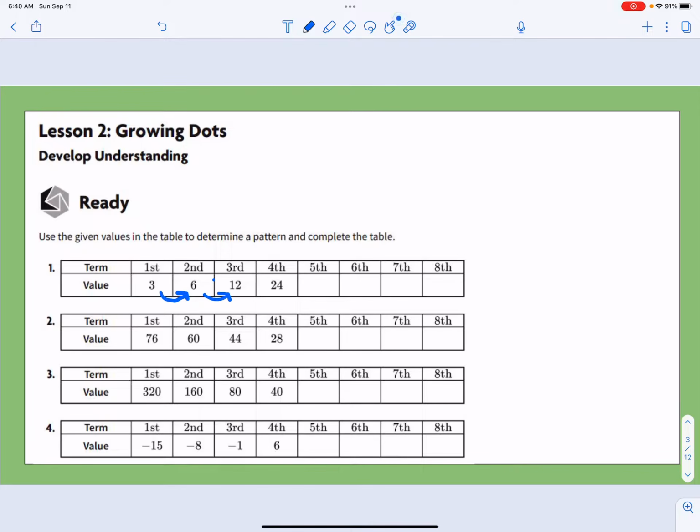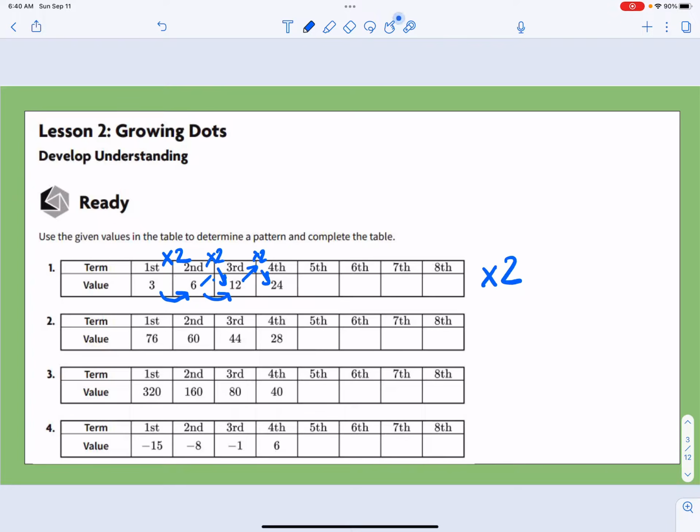So we know it's not adding 3. So what is happening? Well, how do you get from 3 to 6? I can multiply by 2. 3 times 2 is 6. What if I multiply 6 times 2? 6 times 2 is 12. That works. And 12 times 2 is 24. And it continues. So that pattern does work. So our pattern here is multiplying by 2.